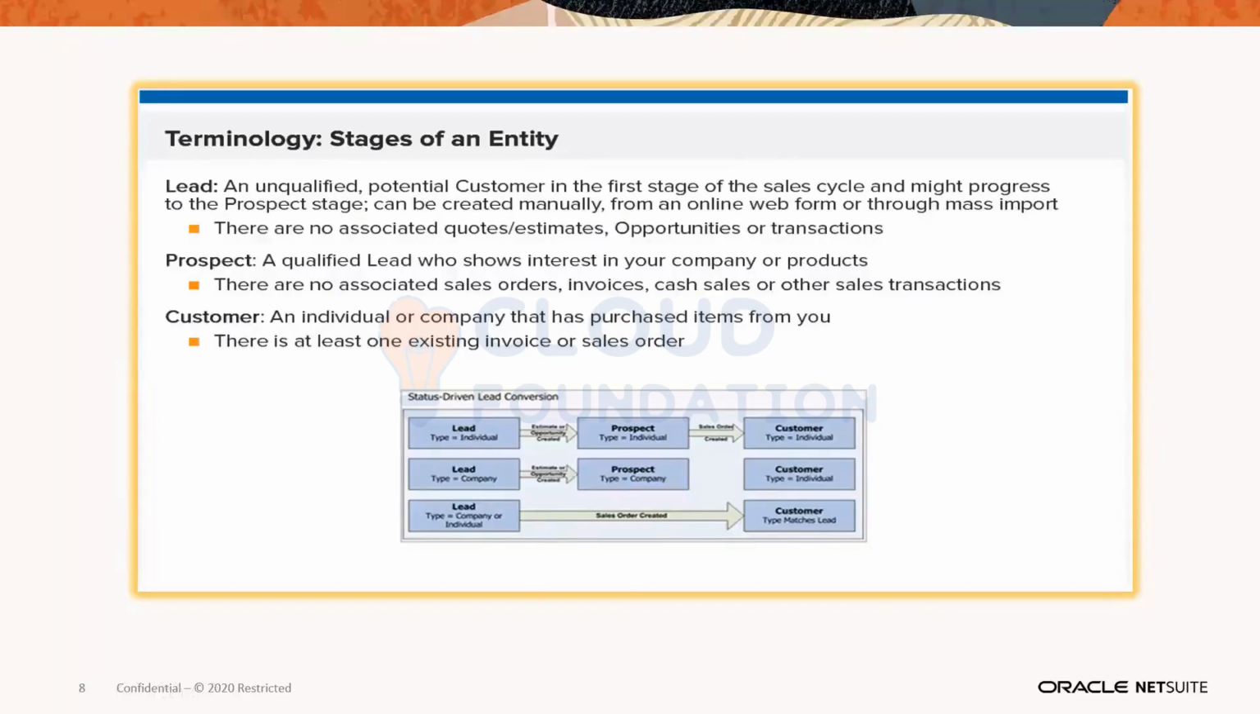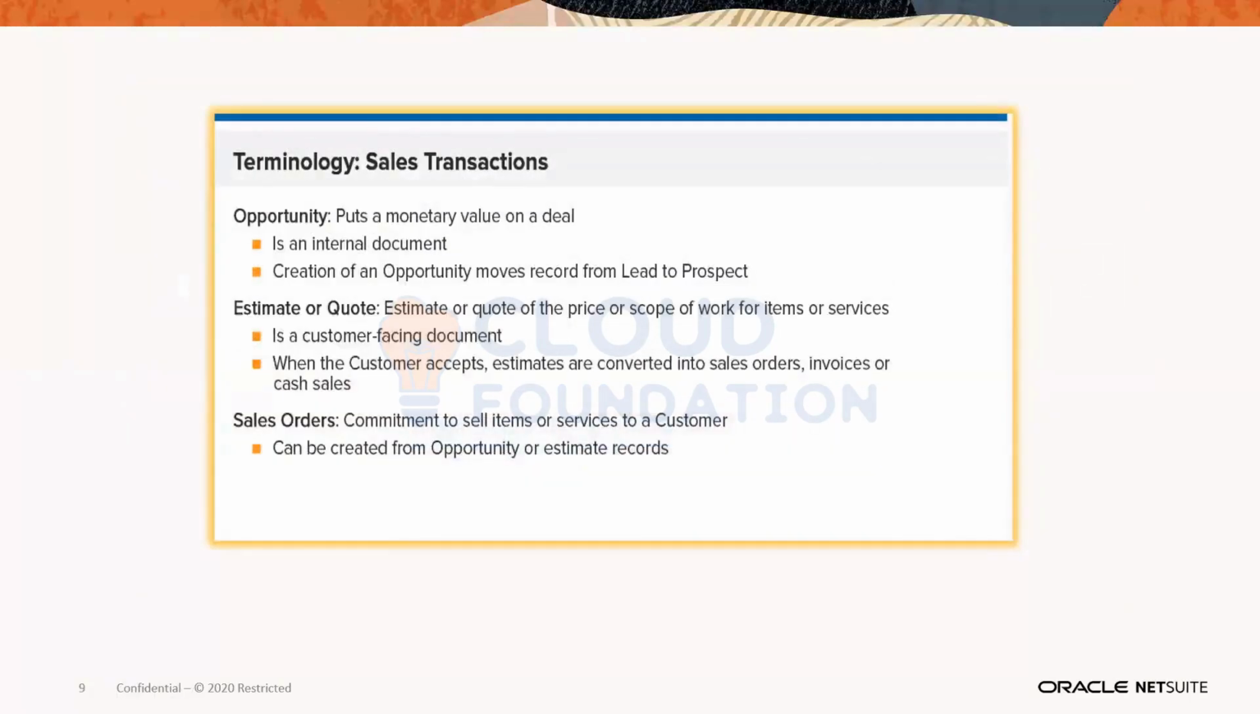So see, your lead can be an individual or a company. If your lead is an individual, then if you create an opportunity against it, the prospect also will be an individual, and the sales order, the customer also will be an individual. Maybe the company name is not there, but if the company name is there, automatically the company becomes a prospect and the company becomes a customer. So they go. The opportunity, estimate or quotation, and the sales orders, these are the sales transaction terminology that you have there.